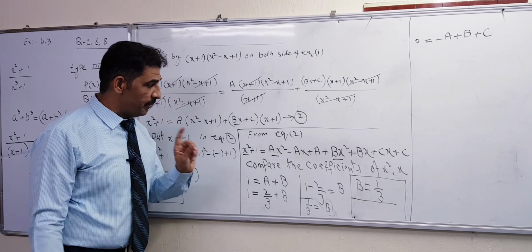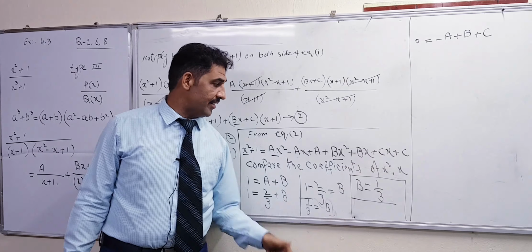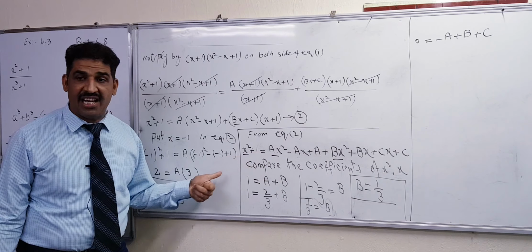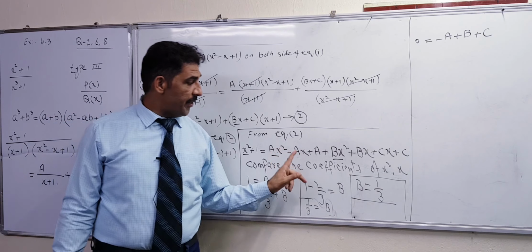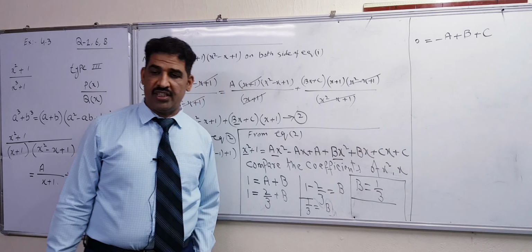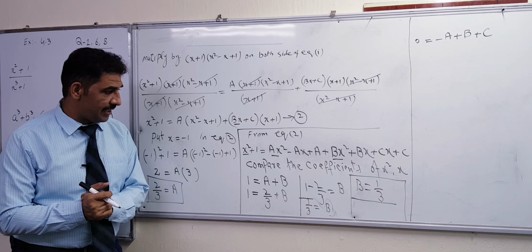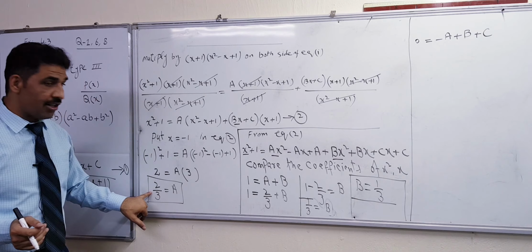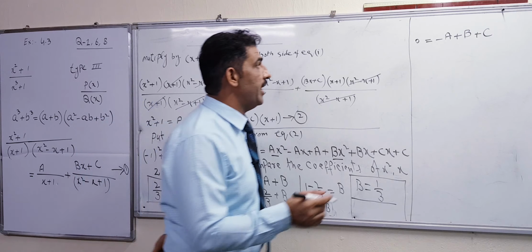Again, I repeat that. Before that, I wrote the coefficient of x square. Now for x, because there is no term of x on the left hand side, that's why we wrote 0. And here we will separate the terms of x: minus a, b and c. Two values we have already found: the value of A is equal to 2 by 3 and the value of B is equal to 1 by 3. So we have to put them here.